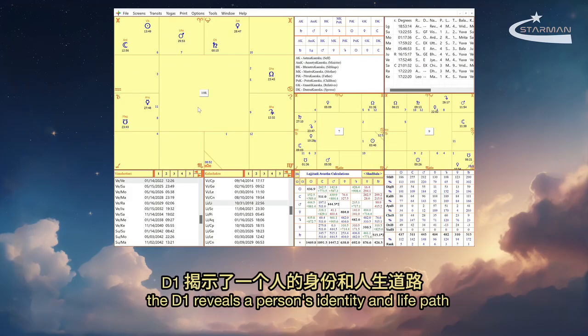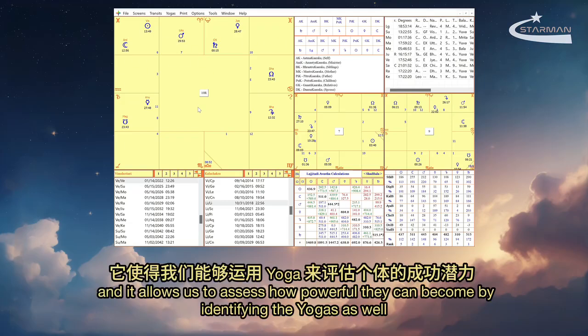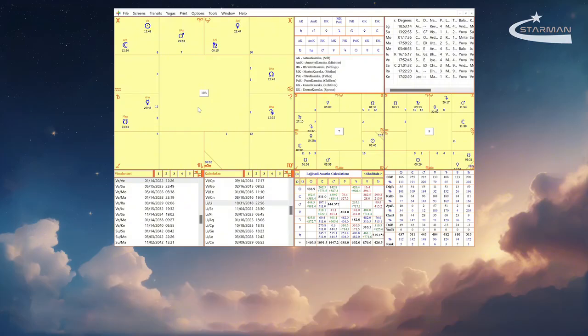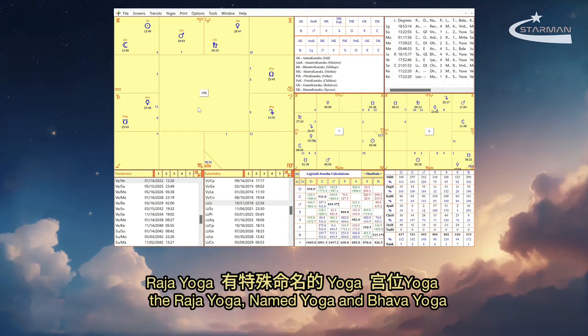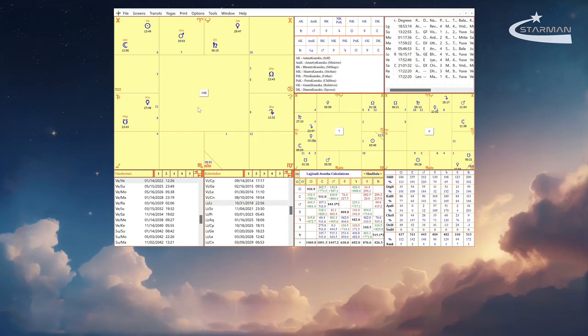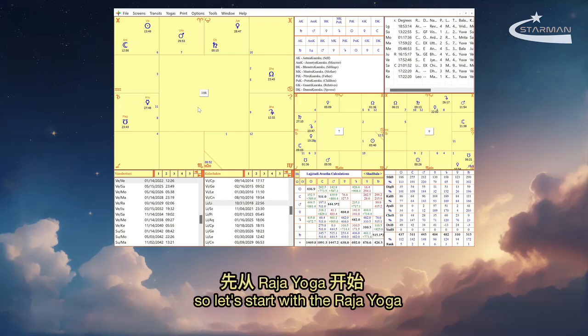The D1 reveals a person's identity and life path, and it allows us to assess how powerful they can become by identifying the yogas as well. And there are three groups of yogas: the Raj Yoga, Named Yoga, and Bhava Yoga. So let's start with the Raj Yoga.